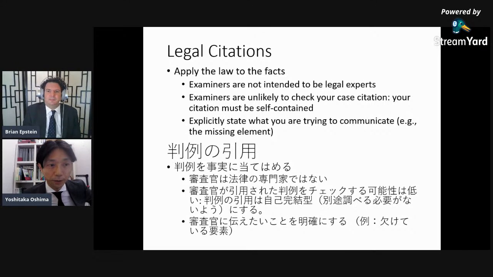Okay, thank you, Brian-san. So our approach to citing case law should be different from our approach to citing the MPEP, but both approaches require modern citations. We should also be clear about how the citation applies to the present application. That's exactly right. Thank you.